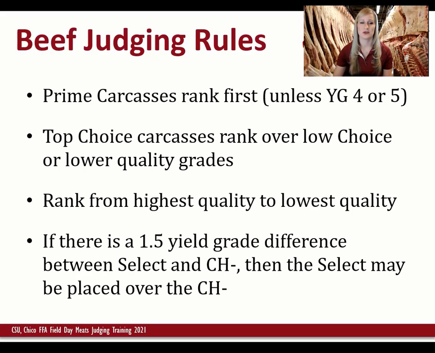There is an exception to this rule. If there is a yield and a half grade difference between a select and a low choice grade, then that select grade can be placed over the low choice, but it has to be a yield and a half grade or greater difference. So if you had a yield grade 3.5 low choice and a yield grade 2 select, then that is the only chance that you can actually place a select carcass over that low choice carcass, if there's a yield and a half grade difference or greater than that.